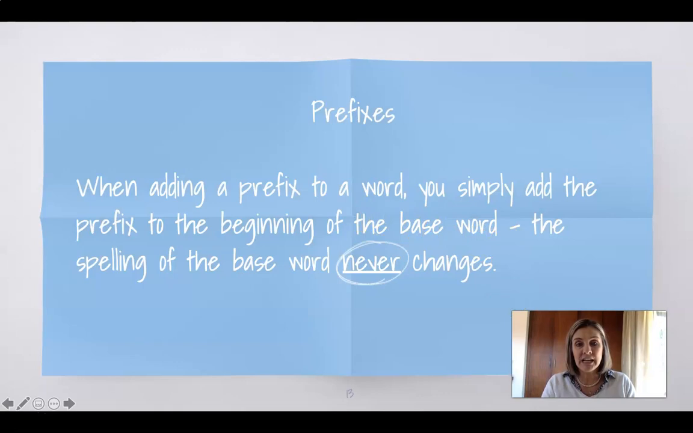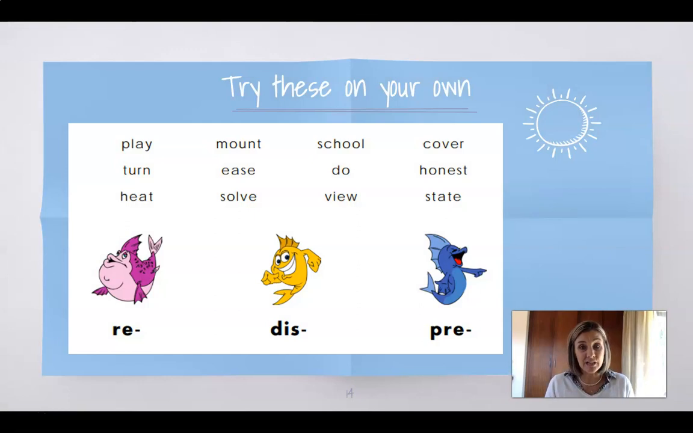Okay, so let's look at just a bit of recap. When you're adding a prefix to a word, you simply just add the prefix to the beginning of the word. Okay, and the base word, so let's look at unhelpful. Here's help, and I've put un in front. Help doesn't change, the spelling doesn't change. So let's take a look at these.